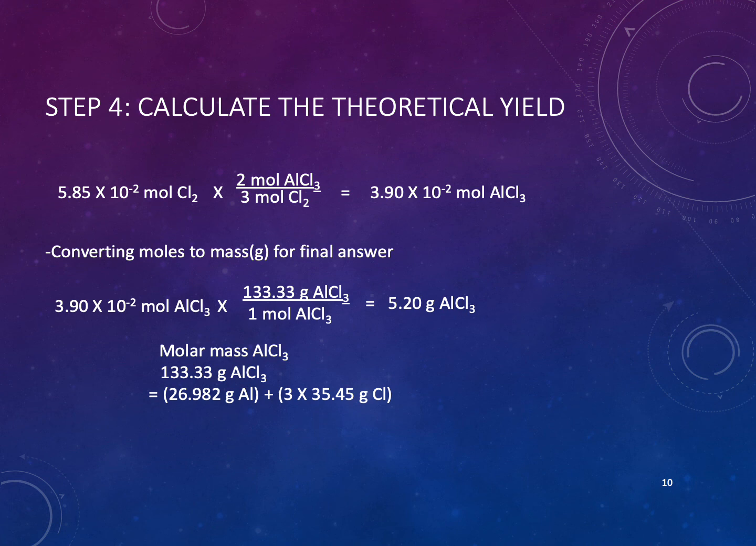which is taking 26.982 grams aluminum, which is the molar mass, and then adding it to 3 times 35.5 grams chloride because we have 3 chlorine. And that will give us 5.20 grams aluminum chloride. So 5.2 grams is going to be our final answer for calculating theoretical yield.